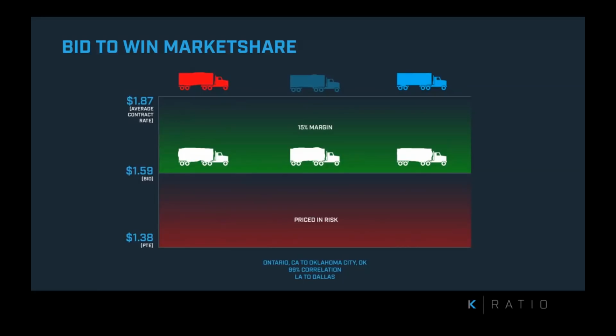So the average contract rate is at $1.87, but it's trading at $1.38. So what the broker here in the middle could do is come in at any rate under $1.87. It could come all the way down to $1.60, still get that 15% margin that the brokerage is looking for, but be undercutting these three top line competitors that are not hedging their risk in the marketplace and are essentially baking that risk into the price that they provide the shipper customer.